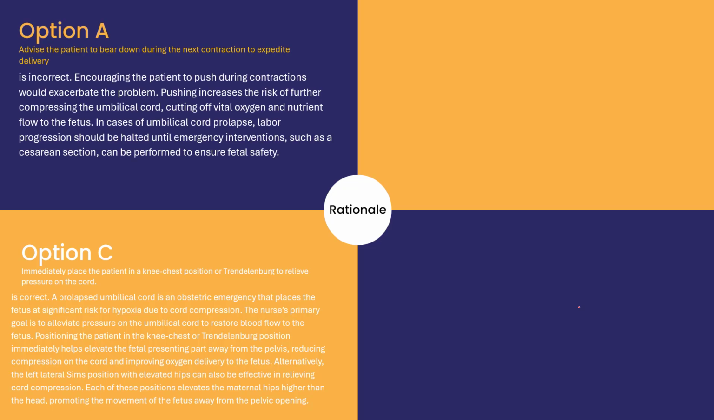Encouraging the patient to push during contractions would exacerbate the problem. Pushing increases the risk of further compressing the umbilical cord, cutting off vital oxygen and nutrient flow to the fetus. In cases of umbilical cord prolapse, labor progression should be halted until emergency interventions, such as a cesarean section, can be performed to ensure fetal safety.